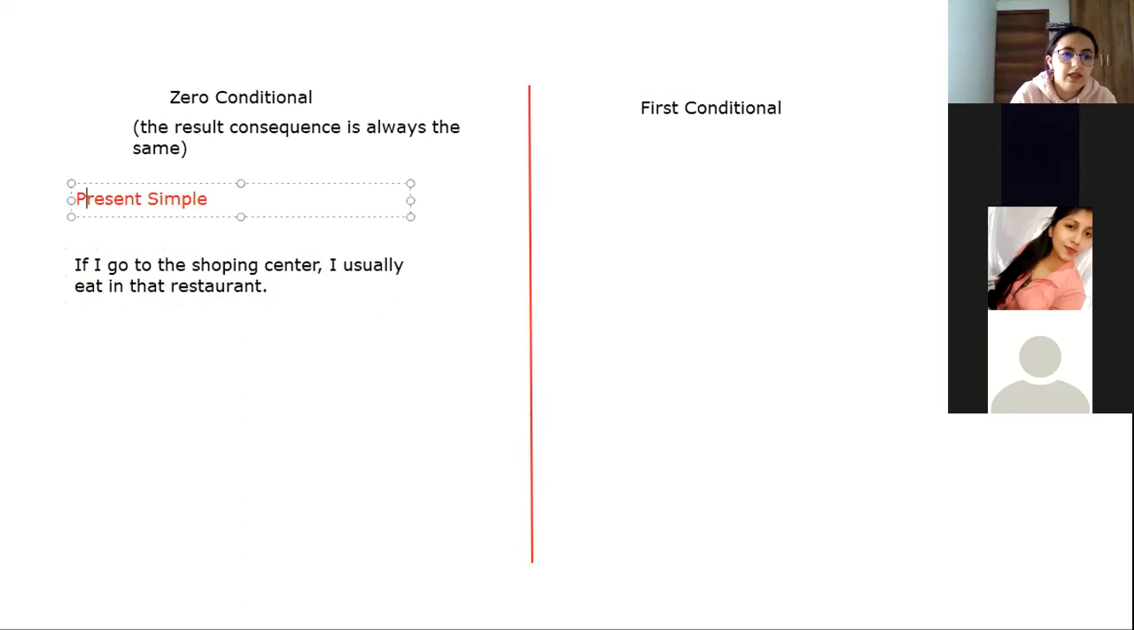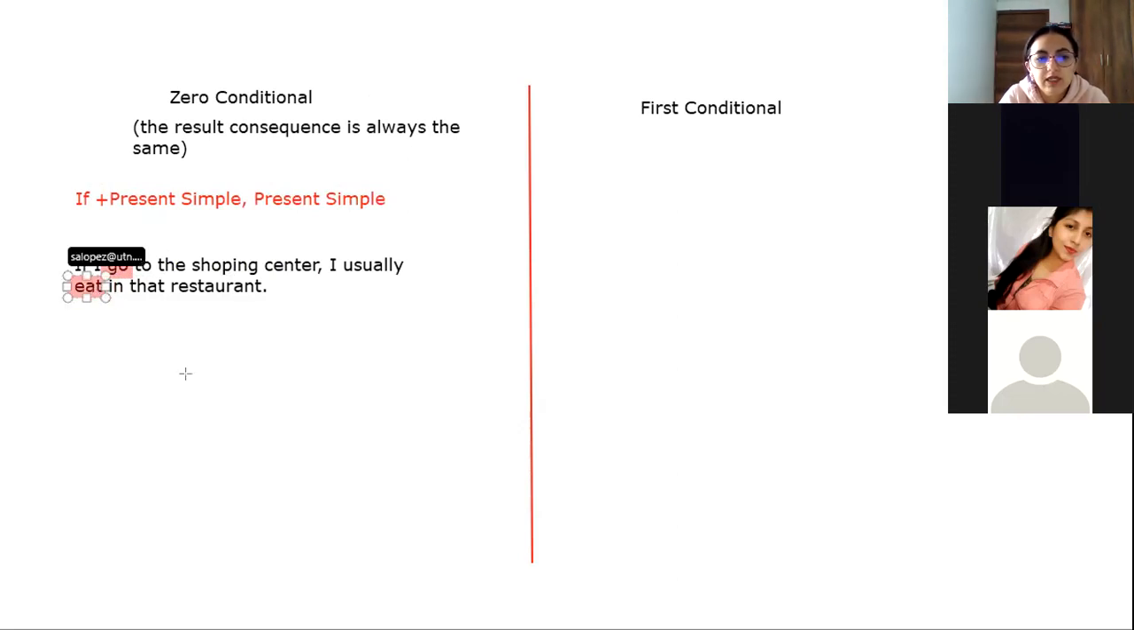Present simple in the first clause, and we're going to use also present simple in the second. Here, for example, we have present simple when we use go. If I go to the shopping center, and then we have again the present simple with the verb eat, right? I usually eat. Something peculiar about the zero conditional is that you can replace the word if with the word when.